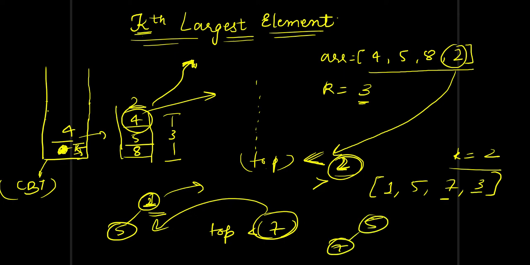And 7 is removed, and then 3 will come, and I'll check with the top element whether 3 is greater. No, then simply skip it, and then I'll say okay, 5 is the second largest element in the array. So that's all about the approach I was describing.